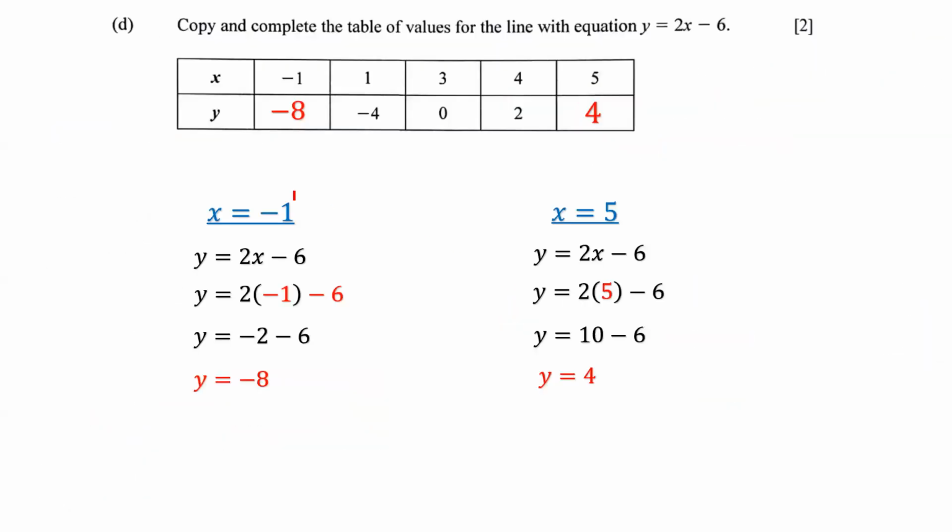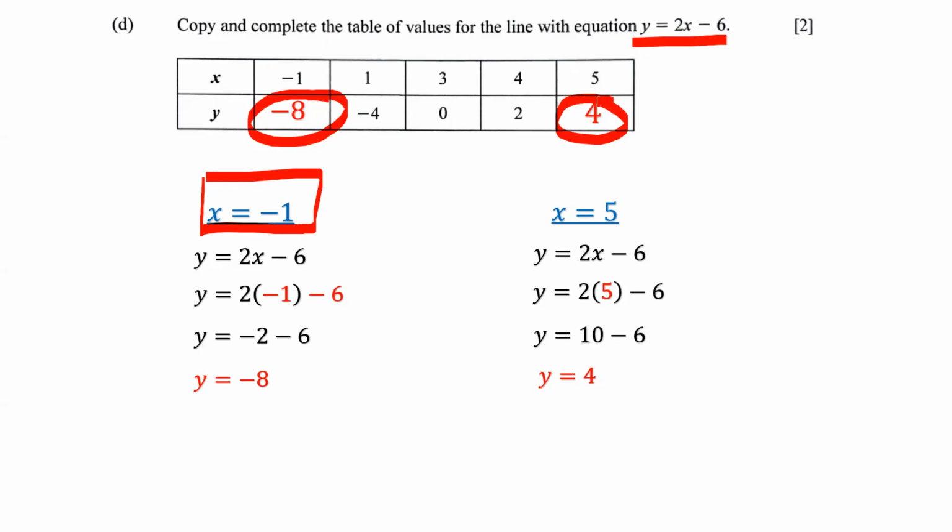So we have here x is equal to negative 1. So you have to use this equation to find it out, right? I already have the answers in. But let's imagine that we don't have the answers. We're trying to figure out the missing value here and the missing value here, right? Because they were not given.